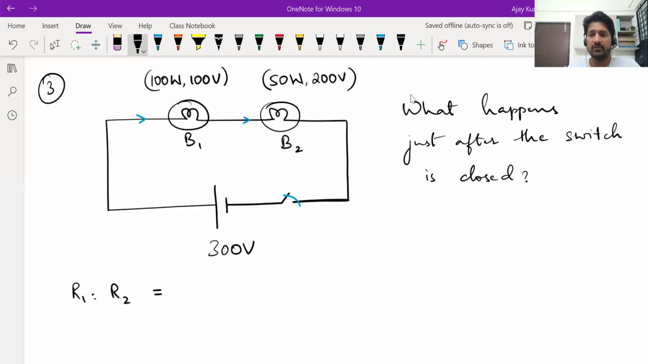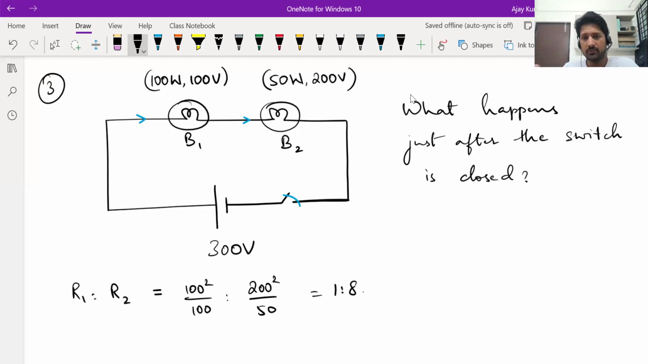Risha, tell me, what is the ratio of their resistances? 1:8. It will be 1:8. Okay, V square by P. So 100 square by 100 is to 200 square by 50. Ratio of resistances is 1:8. So if you want to distribute the voltage, it has to be in the ratio 1:8.